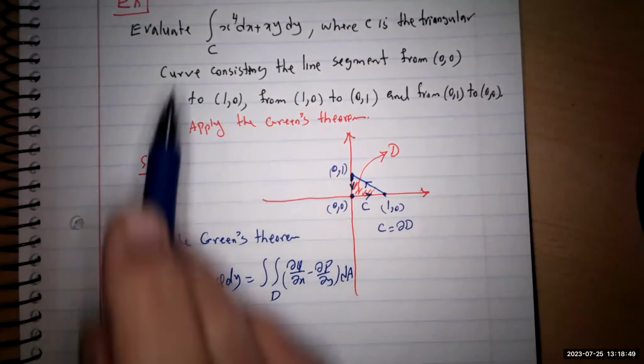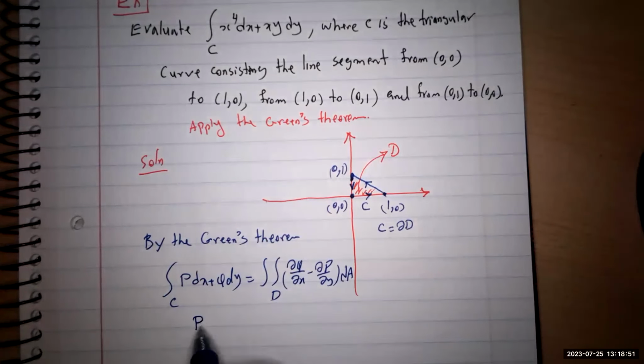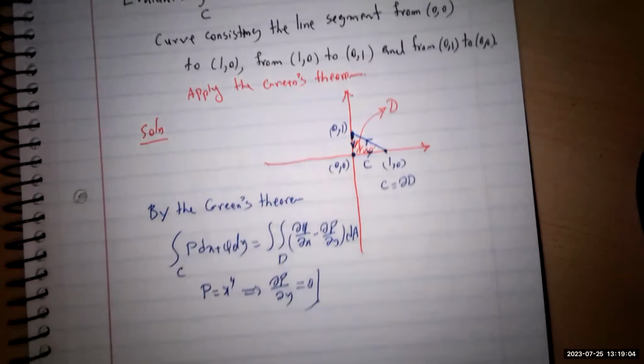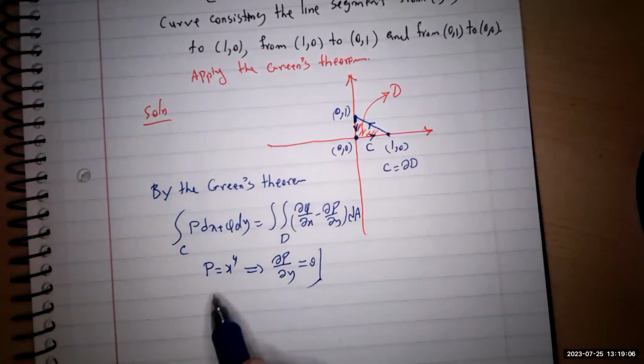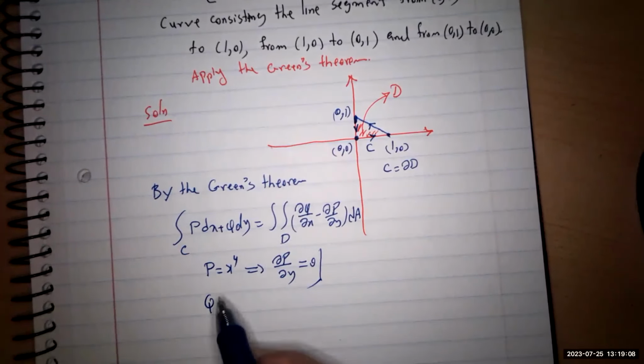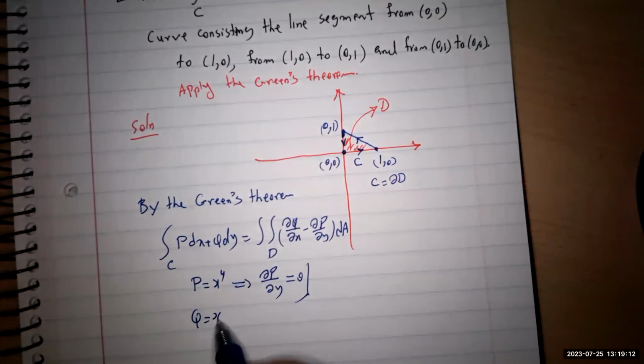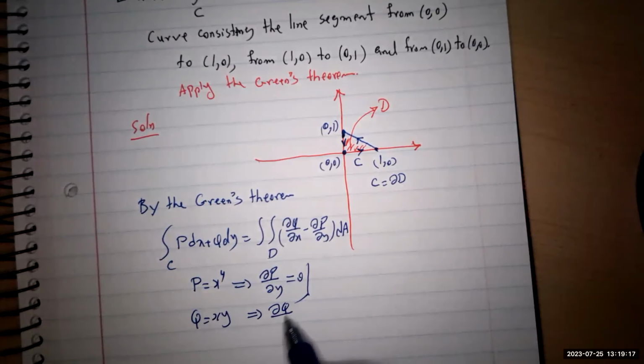Introduce your P and Q. Your P is x to the fourth. So in this case, you have to find round P round Y, which would be zero. Your Q is going to be this function, x times y. So this time, you have to find round Q round X, which is y.